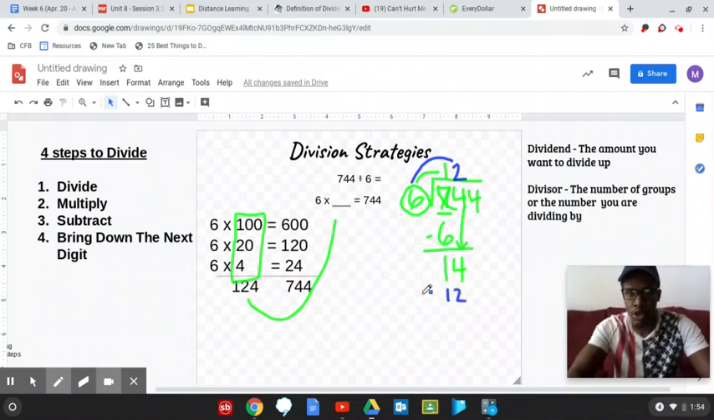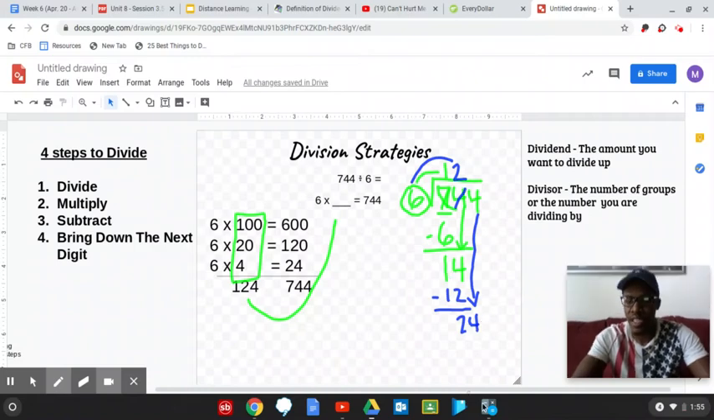Third step is to subtract. 14 minus 12 equals 2. Bring down the next digit, which is this 4. Remember, you can cross that 4 out. We're done with it. The next digit in our dividend is another 4. Bring it down. Now we have 24, and we're repeating our steps all over again.